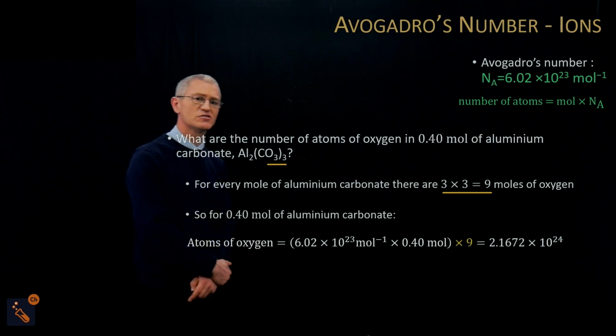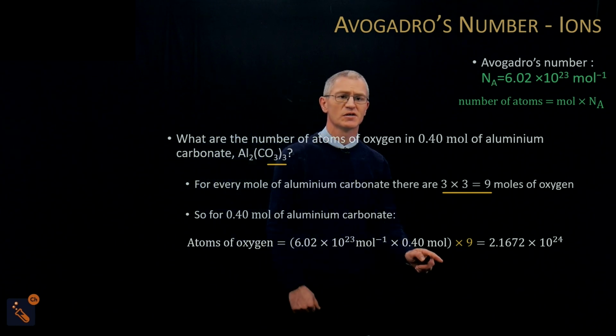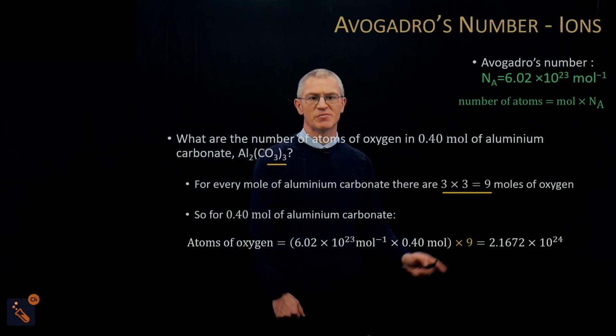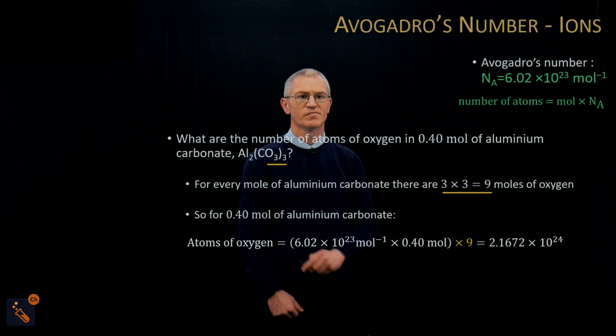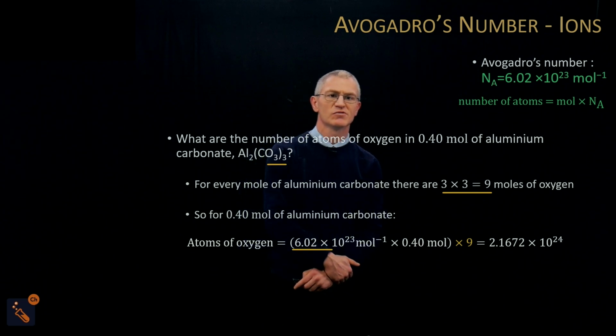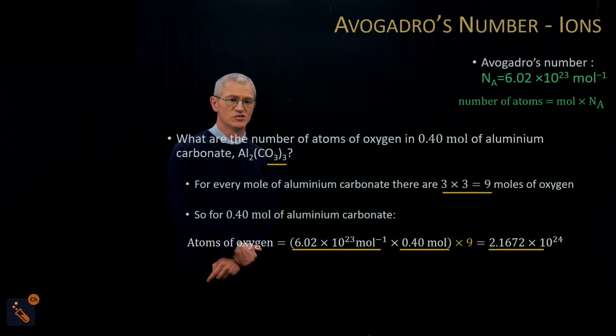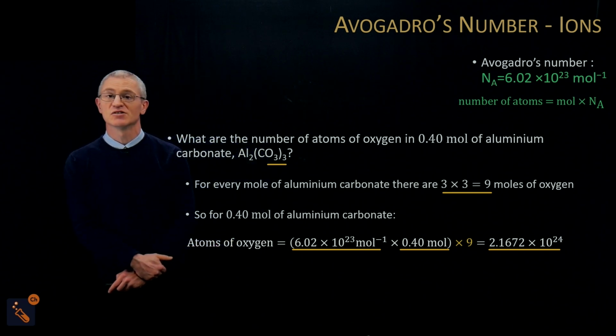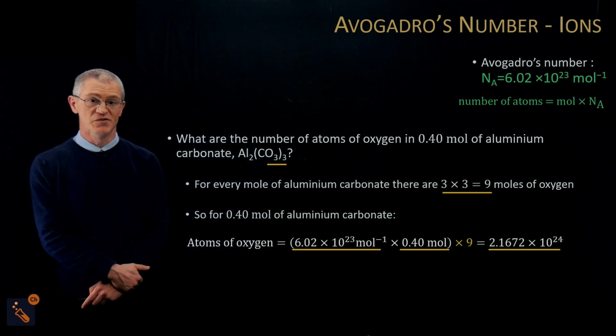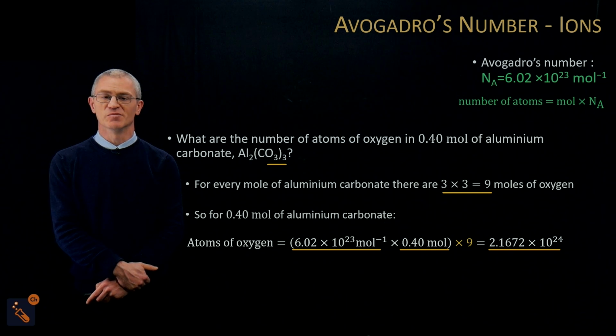We've got Avogadro's constant times the number of moles, the whole thing times by 9. Remember, you can do this in any order. That will equal 2.1672 times 10 to the 24 atoms of oxygen for every 0.4 moles of aluminium carbonate.